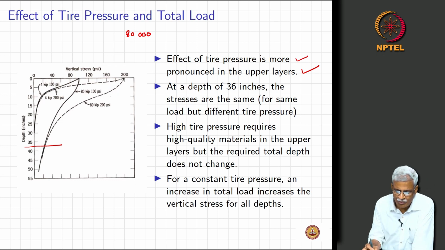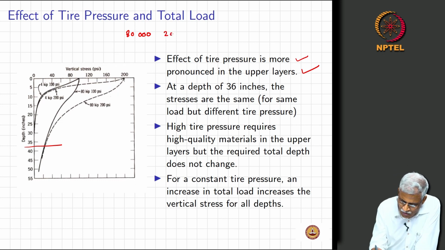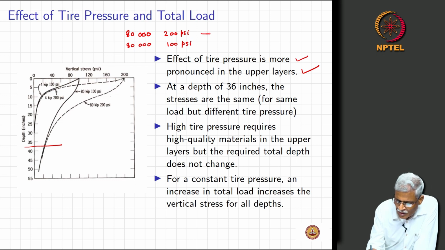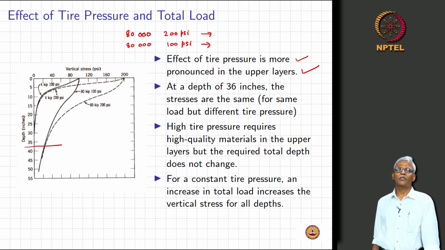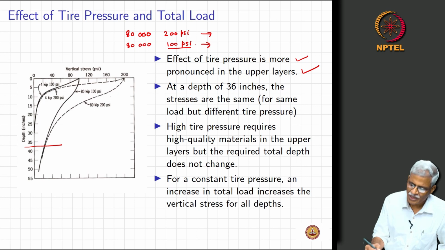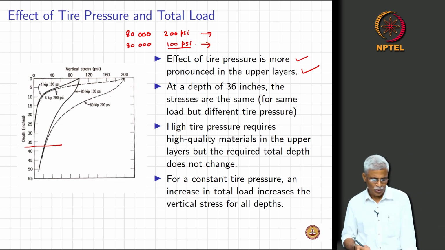80 kip is nothing but 80,000 pounds, at 200 psi, and the same 80,000 pounds is now at 100 psi. What do you think is the contact area here? You can think about it. The load is the same, but the tire pressure in one is more. If the tire pressure is more, the contact area is going to be less. In the other 80,000, the tire pressure is less, so the contact area is going to be more.